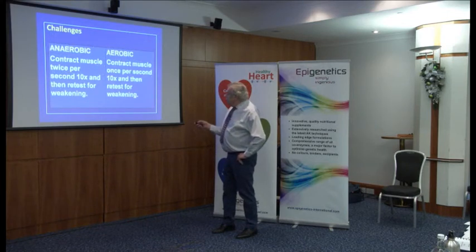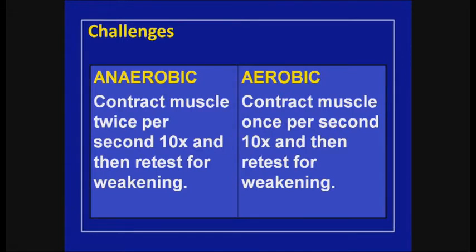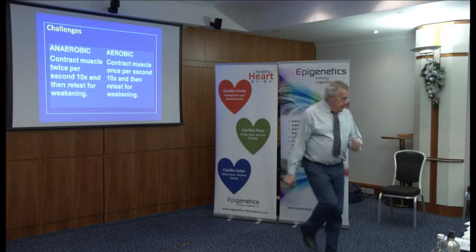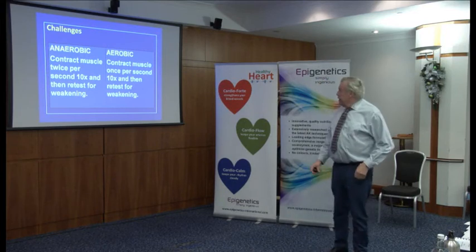Anaerobically, we can do a muscle contraction at twice a second, as if you're belting off down the track. In fact, it's better to do this like a cross-crawl pattern, as if you're running down the track on the spot. And aerobically, you do the same thing at once a second, so a slower mobilization.